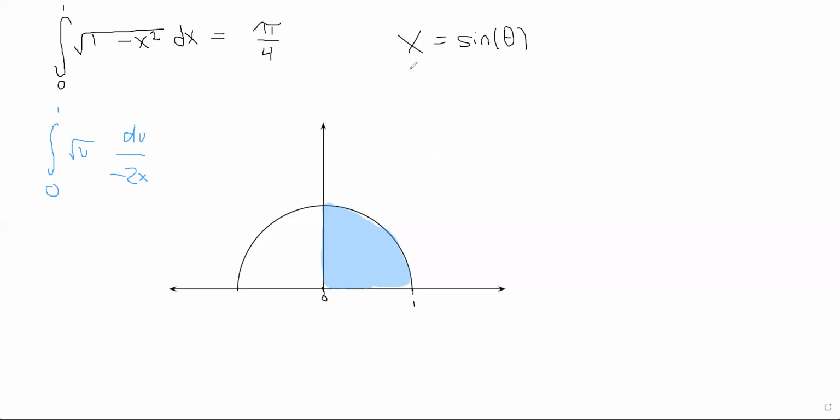So if x is sine of theta, dx is going to be cosine of theta d theta. And then x squared is going to be sine squared theta. So this is going to be 1 minus sine squared theta under the radical. And then you can simplify that. You can use the Pythagorean identity. 1 minus sine squared theta is equal to cosine squared theta. And then remove the radical and you get just cosine of theta. But things are a bit more complicated than that because we still have cosine of theta out front from the dx.